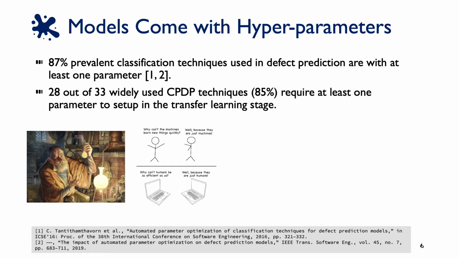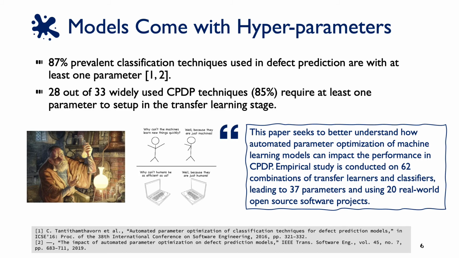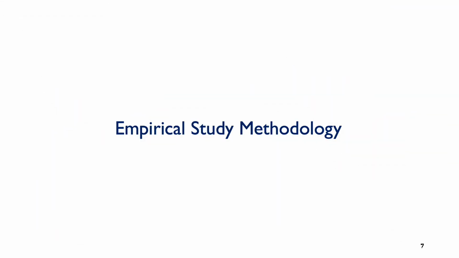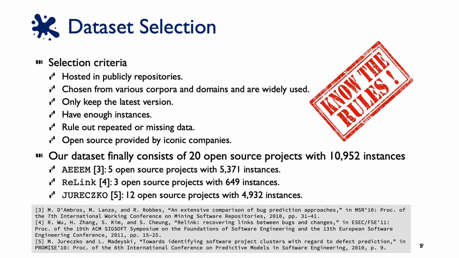So in this paper, our major purpose is to use a series of empirical studies to validate how automated parameter optimization of machine learning models can impact the performance of CPDP. There we go. Let's go to our empirical methodology.